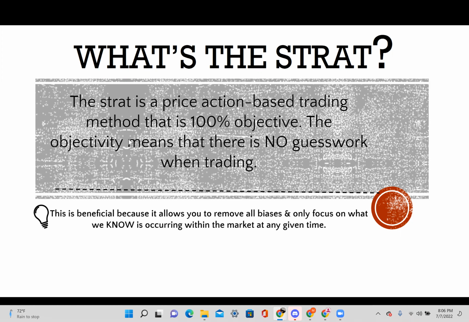So what is the Strat? The Strat is a price action based trading method that is 100% objective. The objectivity means that there is no guesswork when trading, right? There's no guesswork when trading. And I will reference back to this. This is beneficial because it allows you to remove all bias and only focus on what we know is occurring within the market at any time, right?